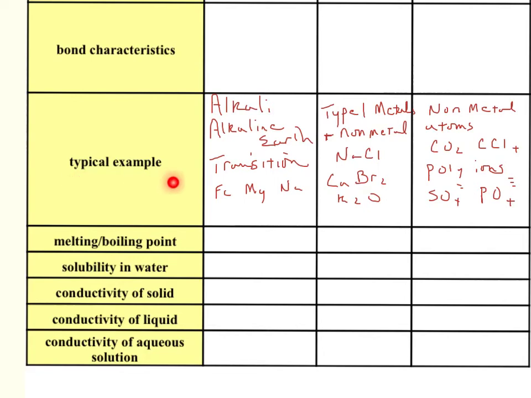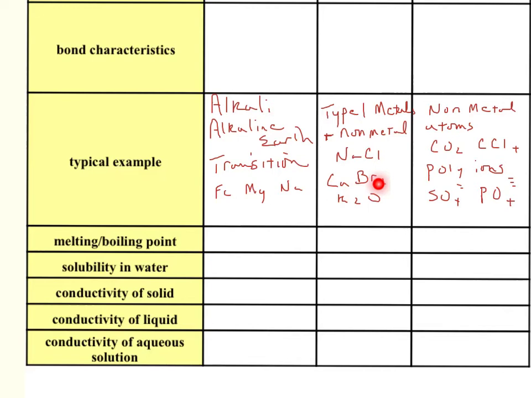Examples. For a metal, I could have an alkali, an alkaline earth, or transition metal. Anything that's a metal on the periodic table can exist as a metallic bond. So iron, magnesium, sodium. I could pick any element as long as it was on the left-hand side of that stairway on the periodic table. For an ionic bond, any type 1 metal and a nonmetal, so sodium chloride, calcium bromide, and really some transition metals can probably also fit within this.